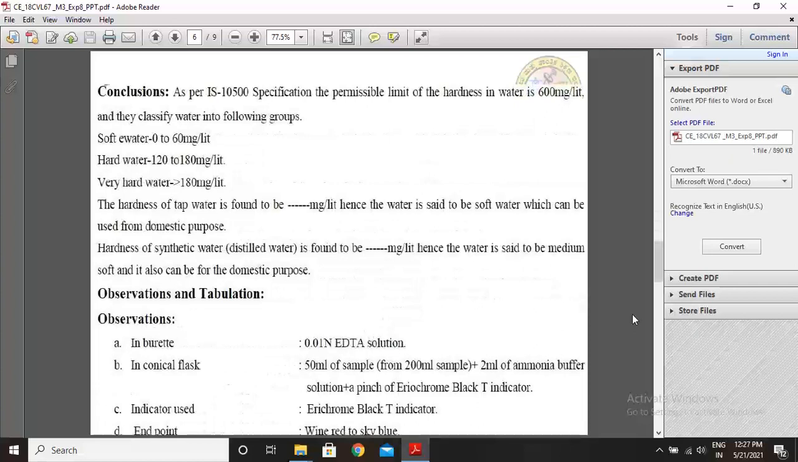So see here the observations and tabular columns. In the observation, in a burette, 0.01 normality EDTA solution is there. In the conical flask, 50 ml of sample plus 2 ml of ammonium buffer solution and a pinch of Eriochrome Black T indicator. So these are contained in a clean conical flask. Indicator used: Eriochrome Black T indicator is used. End point: here wine red to sky blue color is required. So this is the end point of this experiment.